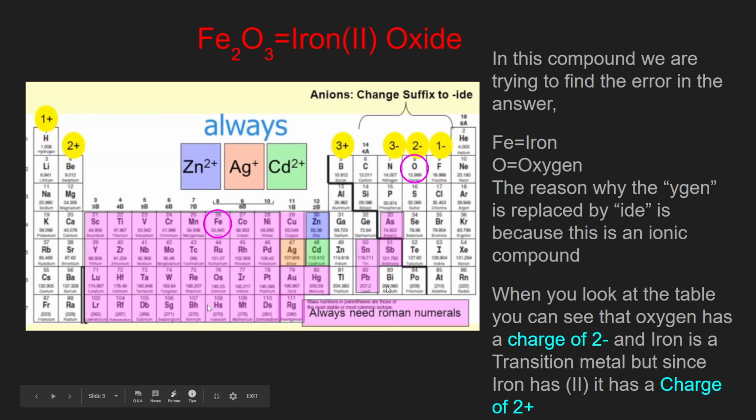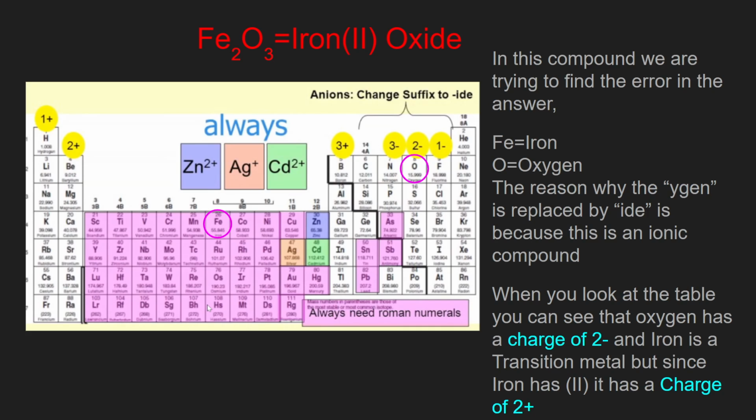For section B, I chose iron oxide, and in this compound we are going to be finding the error in the answer, which is Fe2O3. That is wrong. That is not the correct answer. That is why we're trying to find the error in it, and we're trying to find the correct answer.